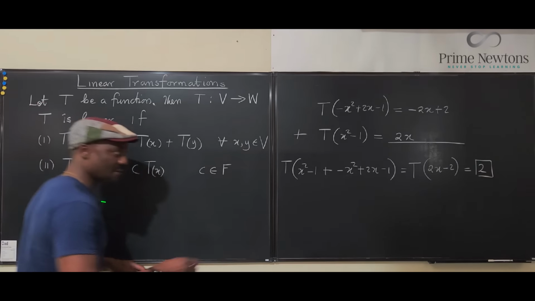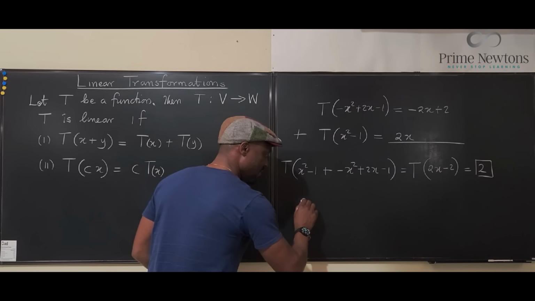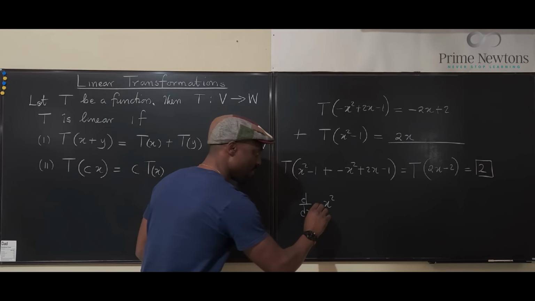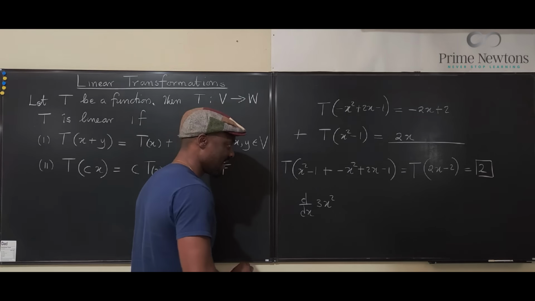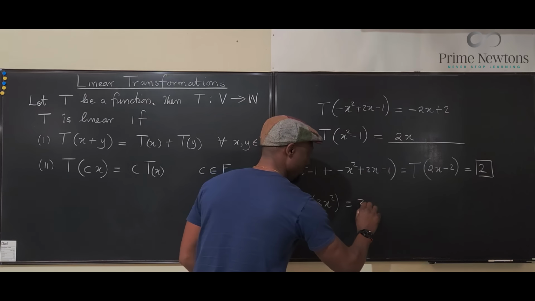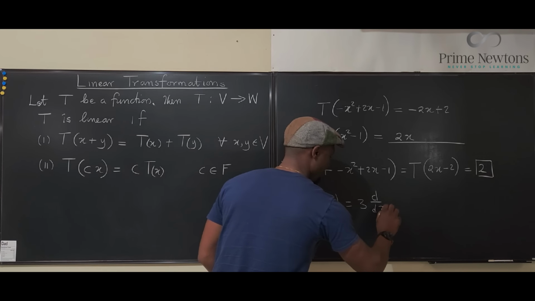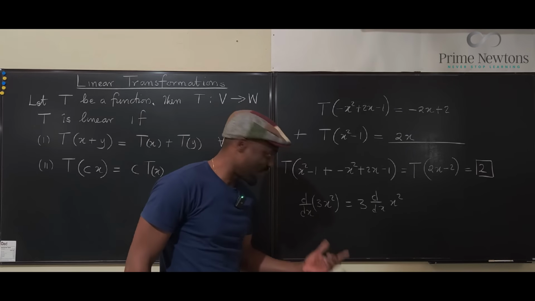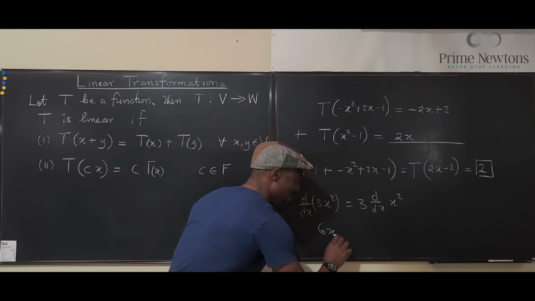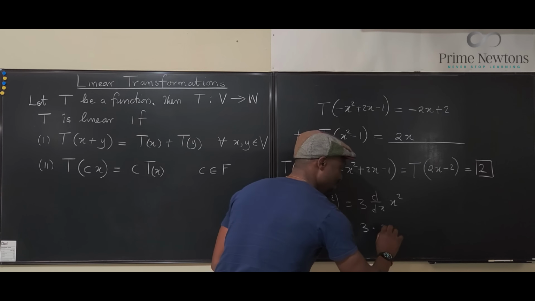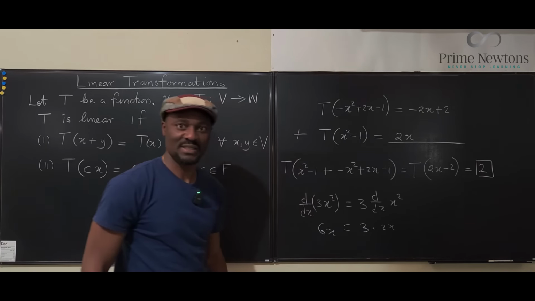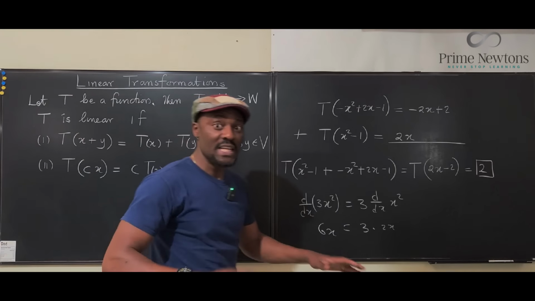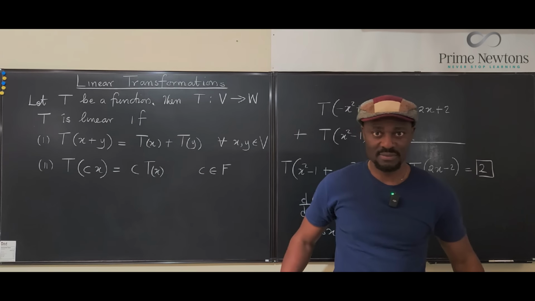You notice that if I differentiate d/dx of x squared and multiply it by 3, this is the same thing as 3 times the derivative of x squared. So you get the same answer. What's the answer here? It's 6x. The same answer is 3 times 2x, which is still the same thing as 6x. These are the two properties of all linear transformations.